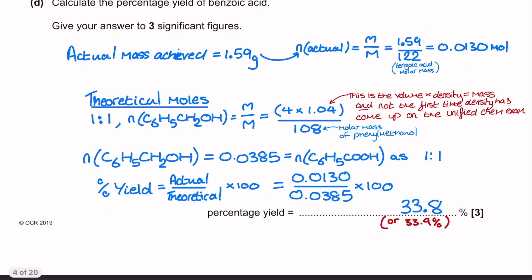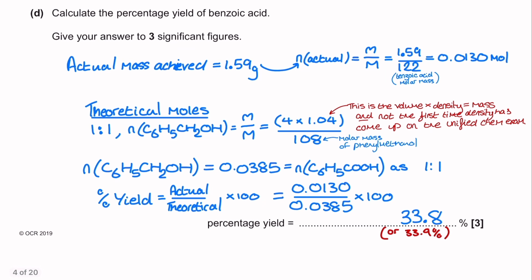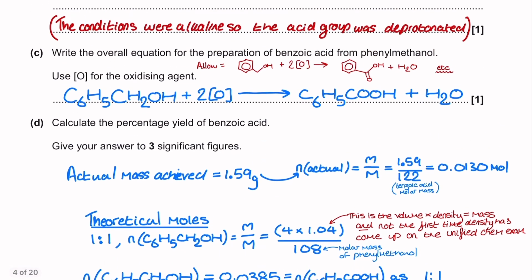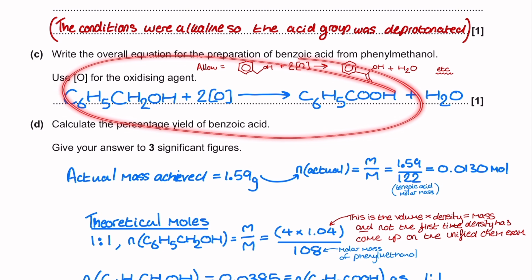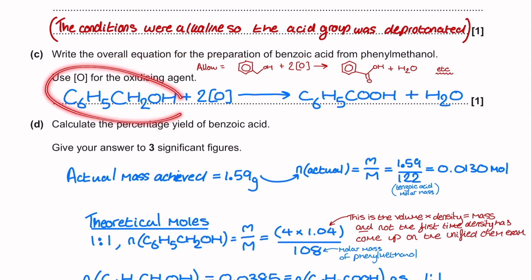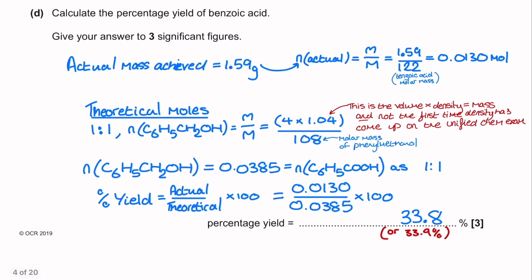Then I set to work on the theoretical moles. So we've got to start off with our reactant. I'm actually going to use this equation that I have constructed just here. So for every one of these that reacts, one of these gets made. So for every one of the phenyl methanol that reacts, I get a benzoic acid. So I start off by finding how many moles of the phenyl methanol I'm actually using, and that's found by doing mass divided by molar mass.